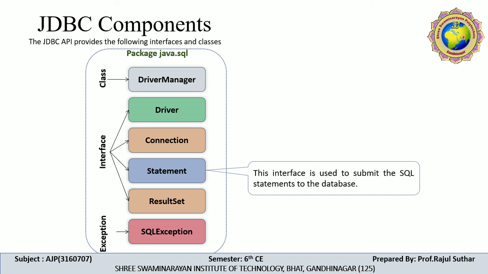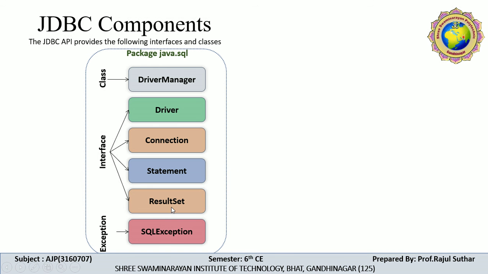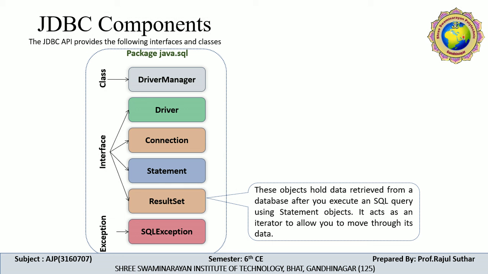The next component is ResultSet. This object holds data retrieved from a database after you execute a SQL query using a Statement object. It acts as an iterator to allow you to move through its data. So Driver, Connection, Statement and ResultSet, these four are called interfaces. An interface is required to connect the class with the database.